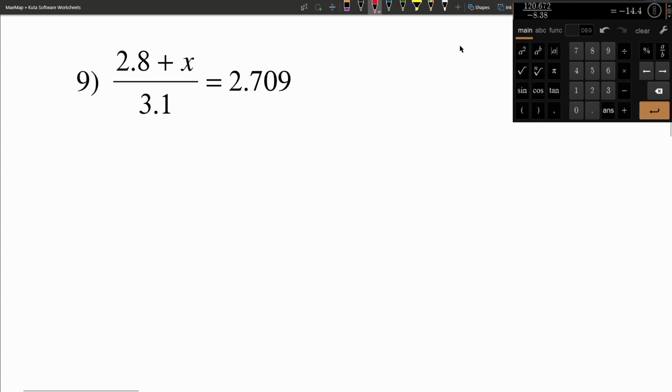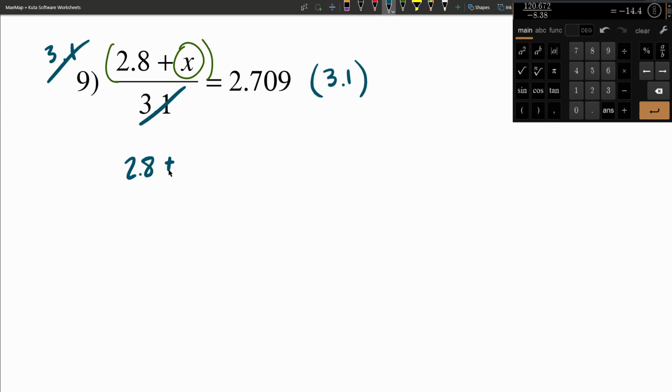In number 9, our unknown is in the numerator of some fraction. So we can envision those parentheses. Therefore, we're going to start with getting rid of the denominator, so multiplying both sides by 3.1. When we do so, we're going to have 2.8 plus x on our left-hand side, and that's equal to 2.709 times 3.1, which on our calculator, a positive times a positive is going to be a positive, and that positive is going to be 8.3979.